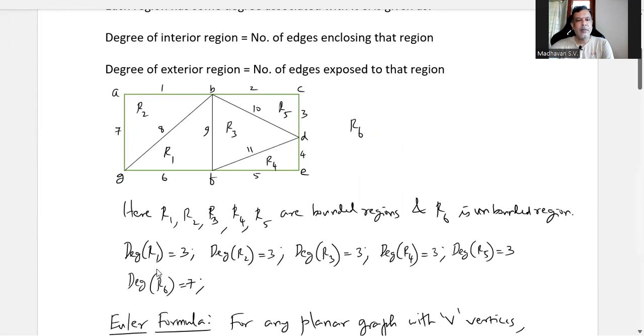Degree of R1, we may notice it is 3, right? And then degree of R2, we may notice it is again 3. Degree of R3 is also 3. Degree of R4 is also 3. And degree of R5 is also 3. Whereas degree of R6 is 7 because 7 edges are exposed to it.